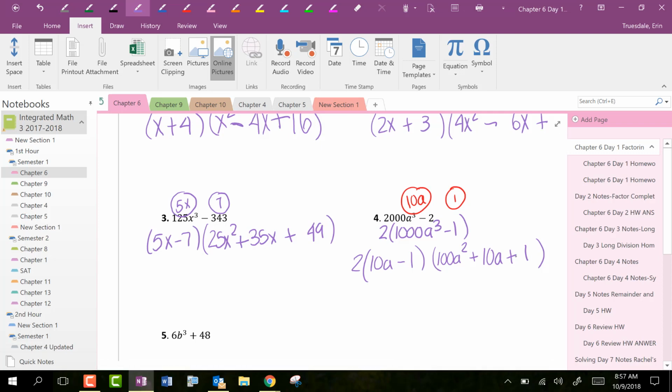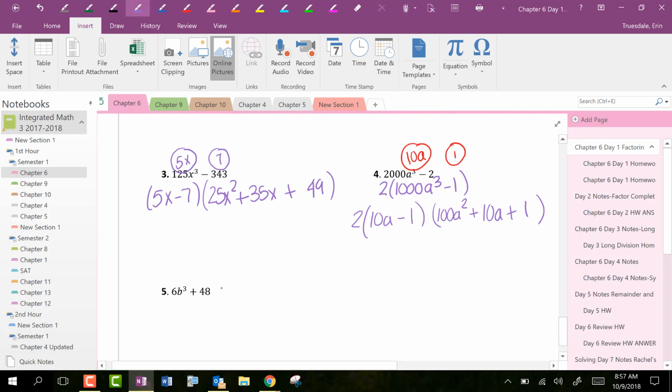Okay. Well, I'll skip this one, but if you want to practice it, you should get b plus 2, b squared minus 2b plus 4. So if you want to practice and make sure you can get that, that's fine.